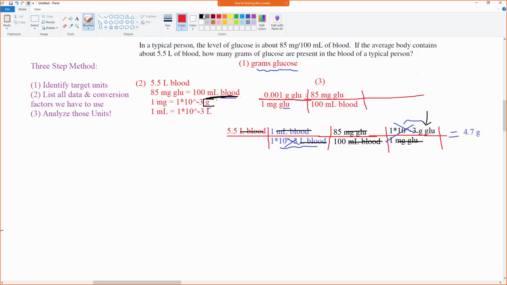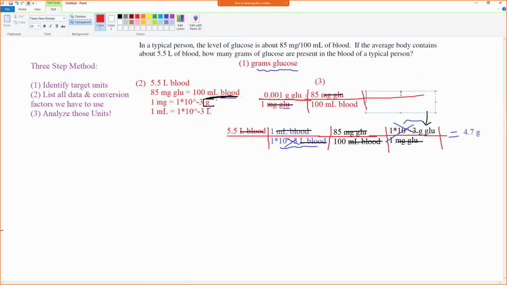And that does me the favor of canceling my milligrams of glucose, but now I'm left with milliliters of blood. And so I need a way to cancel that. The only other place I've got milliliters is this one right here. So, if it's got to be blood, it's got to be blood. Milliliters have got to go on the top, right? So 1 milliliter of anything, including blood, is 1 times 10 raised to the negative third liters of blood.